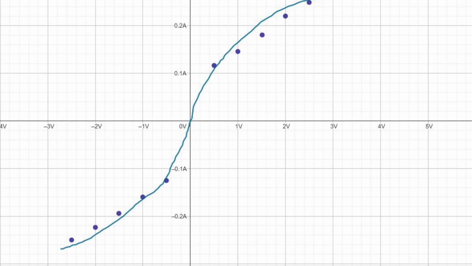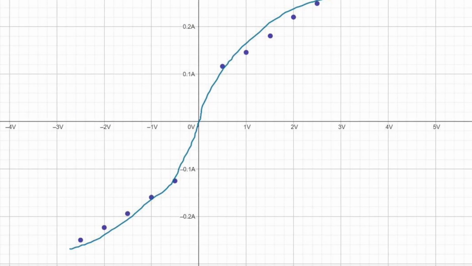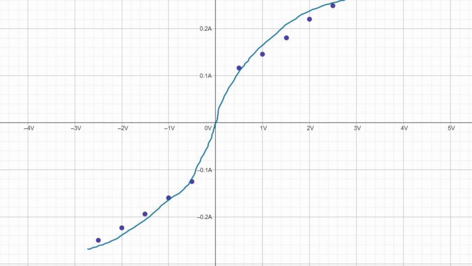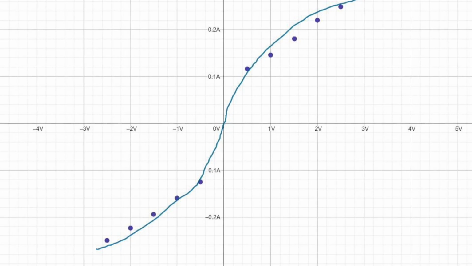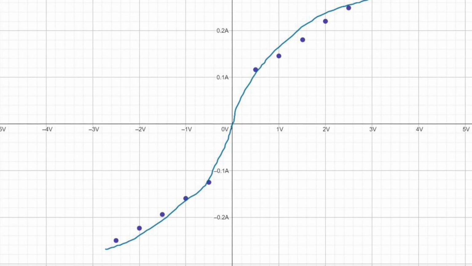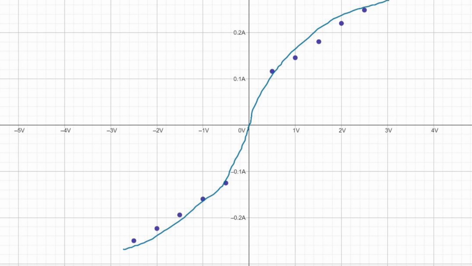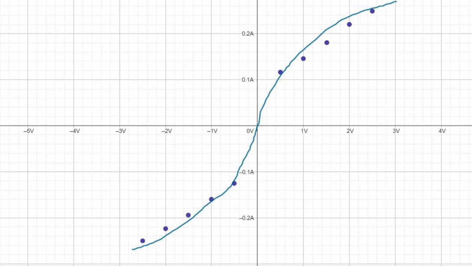From the graph, we can see that resistance increases as the current increases. This means the incandescent bulb is non-ohmic. To sum up, ohmic components have a linear relationship between current and voltage. On the other hand, non-ohmic components do not have a constant resistance for different voltages.